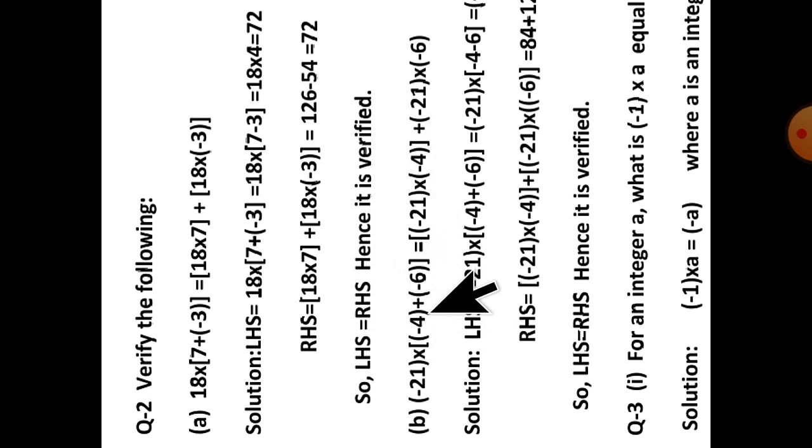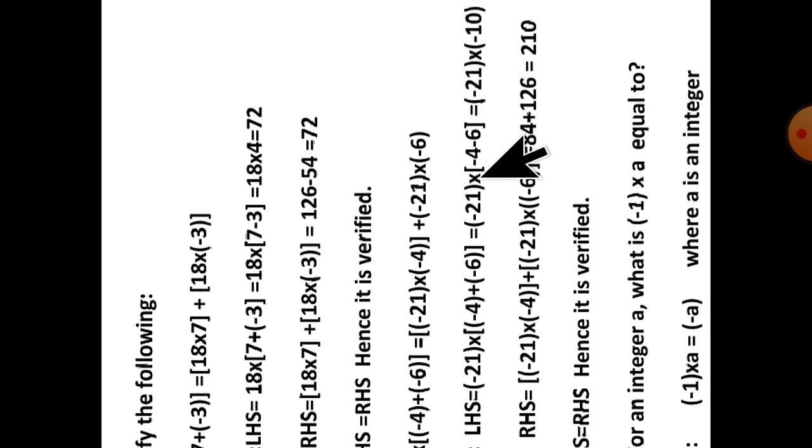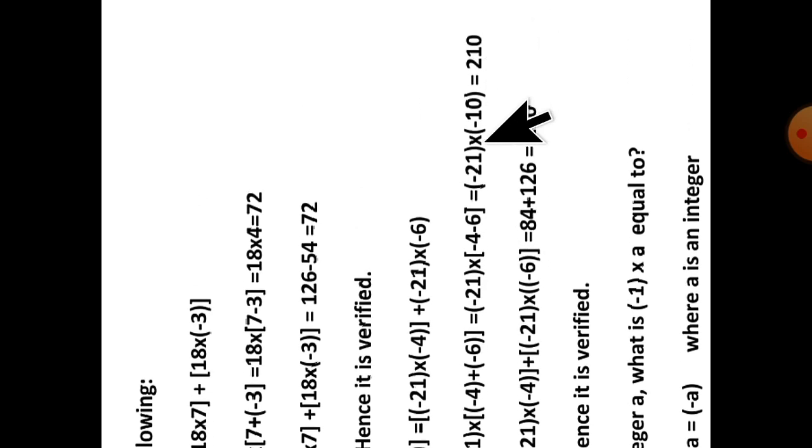Minus 21 into minus 4 plus minus 6 equal to minus 21 into minus 4 plus minus 21 into minus 6. Let us see LHS. Minus 21 into minus 4 plus minus 6 equal to minus 21 into minus 4 minus 6, plus minus will become minus. So minus 4 minus 6 equal to minus 21 into minus 10 equal to 210. 21 tens are 210, minus minus become plus.